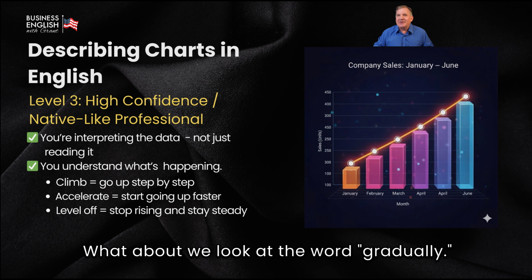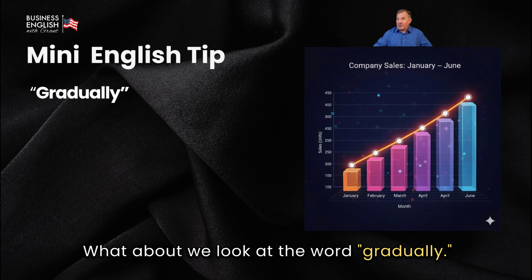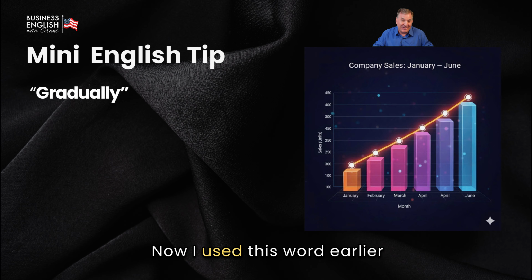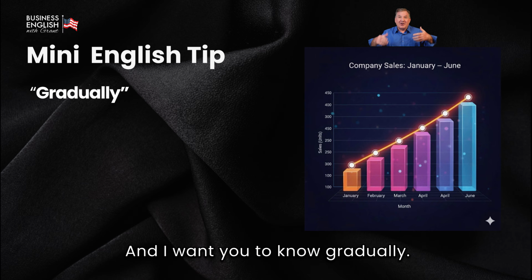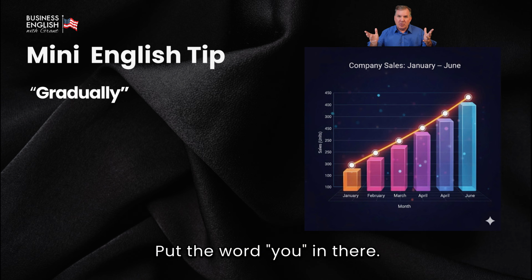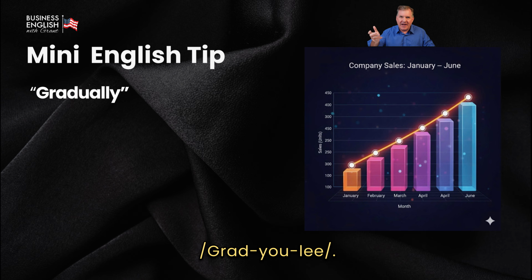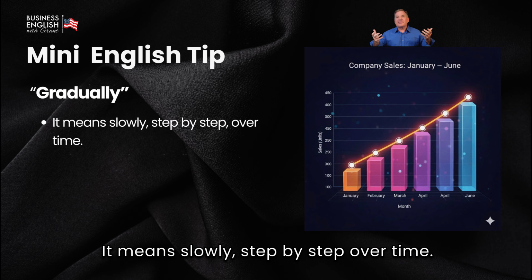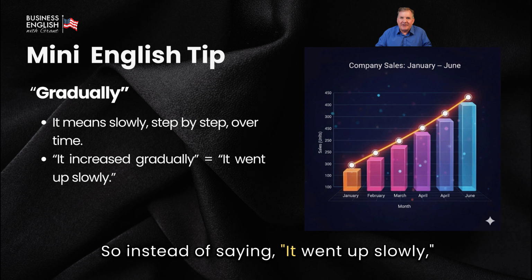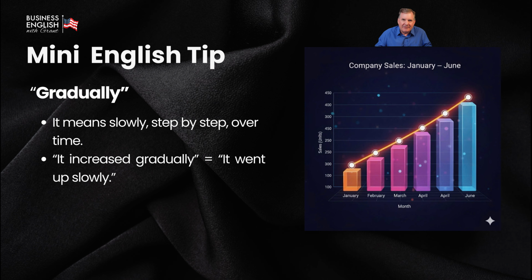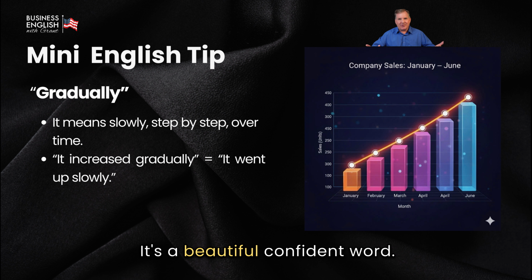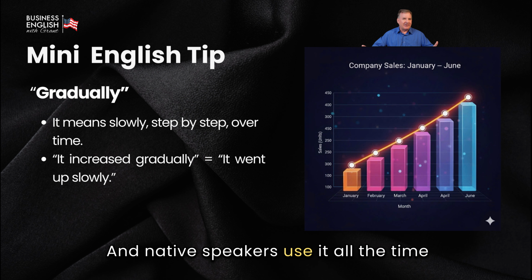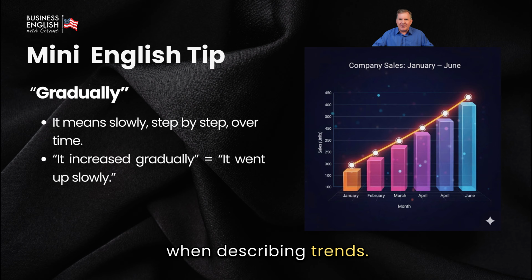Okay? What about we look at the word gradually? Now, I used this word earlier, and this is a really, really great word. And I want you to know, gradually. Put the word you in there. You did this, you did that. Gradually. It means slowly, step by step, over time. So instead of saying it went up slowly, you can say it increased gradually. It's a beautiful, confident word. And native speakers use it all the time when describing trends.